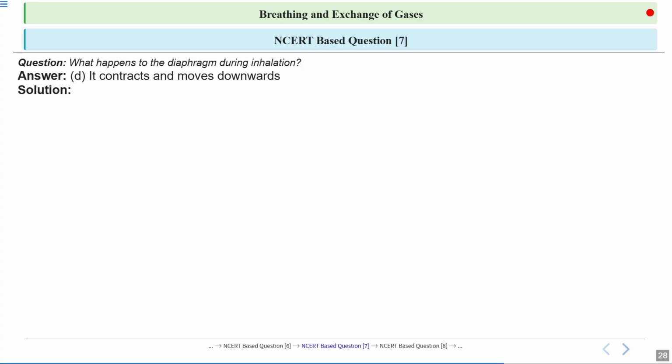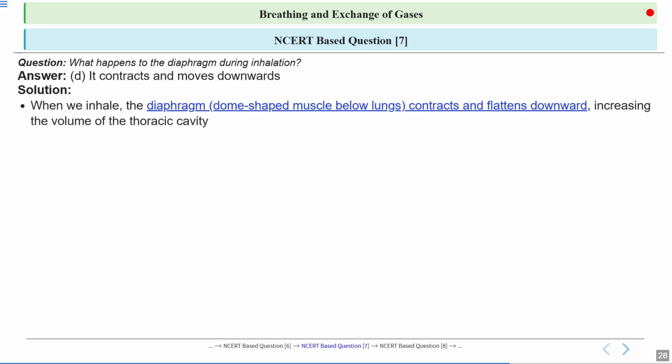So the correct answer is option D. It contracts and moves downward. When we inhale, the diaphragm, a dome shaped muscle below the lungs, contracts and flattens downward. There are muscles attached with the diaphragm that contract and push the diaphragm downward, making it flat. Earlier it was dome shaped, but when it gets contracted, it becomes flat and moves downward, increasing the volume of the thoracic cavity, right?